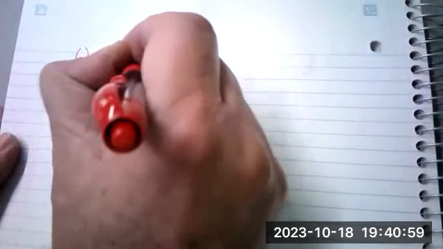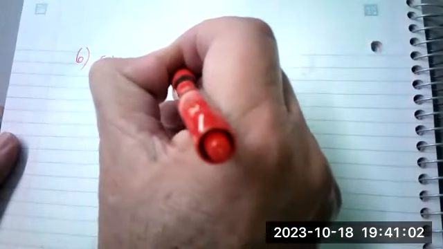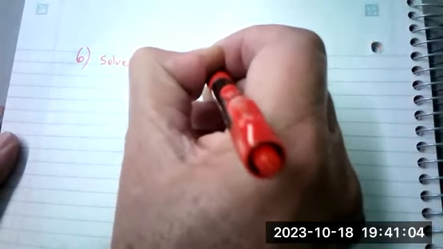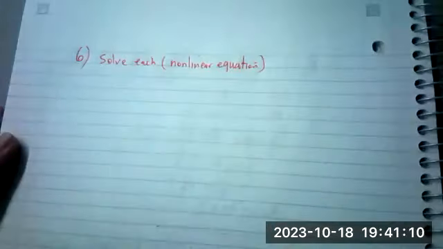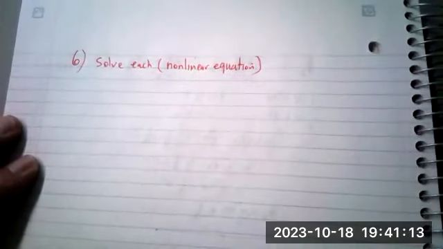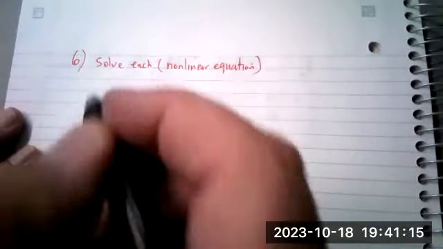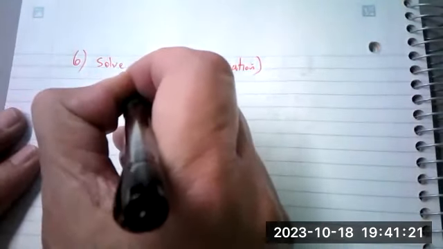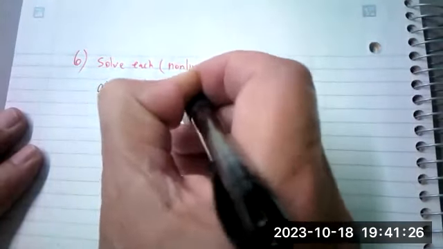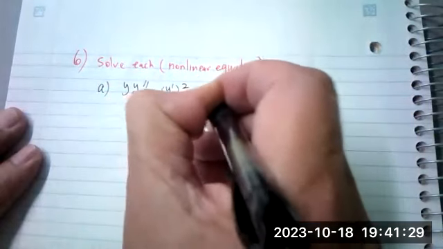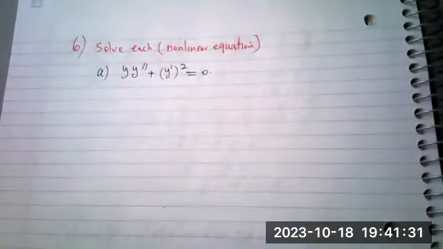So solve each equation. Of course, they are non-linear equations. Okay, so there you are, the first one, part 1. Part 1, you have y double prime plus y prime all squared equal to zero. That's the one.